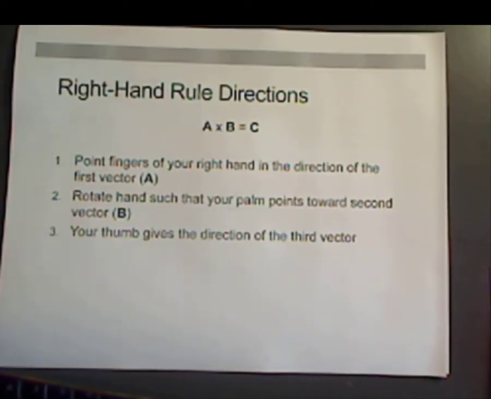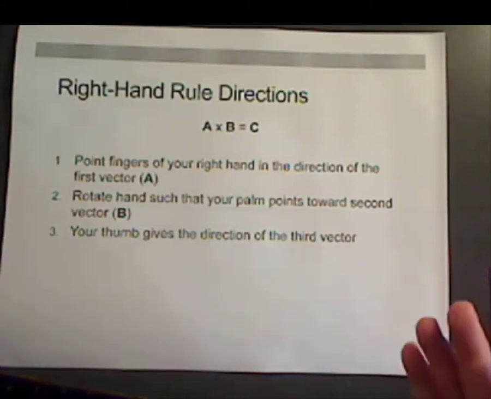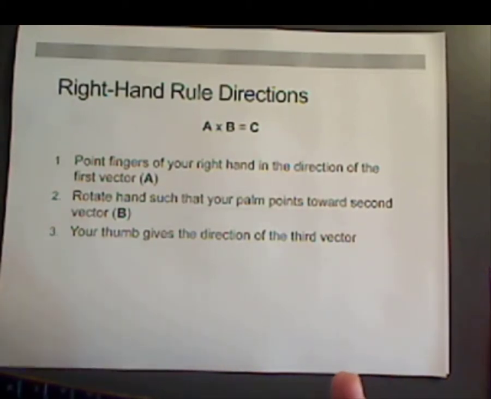For the right-hand rule, A cross B equals C. I want to determine the direction of C, for example. I point the fingers of my right hand in the direction of the first vector, which is in this case A. I then rotate my hand such that my palm points towards the second vector B. And then your thumb gives the direction of the third vector, which in this case is C.